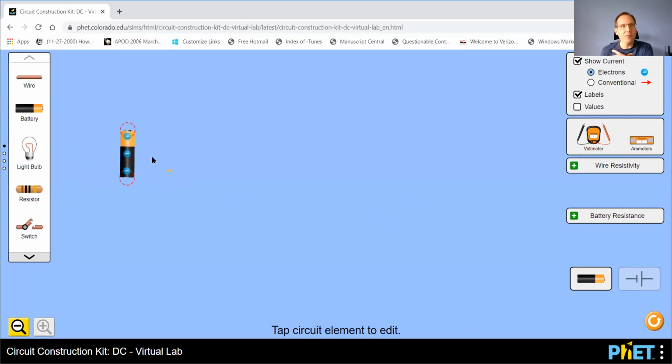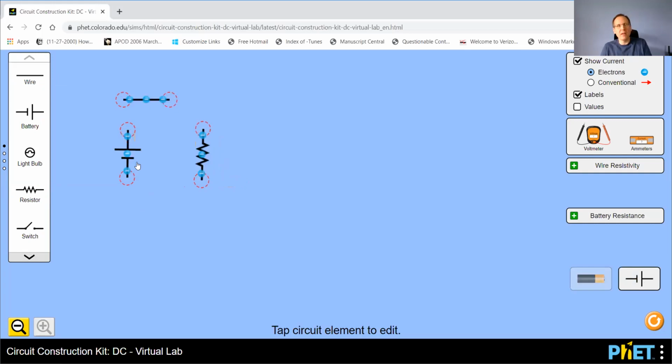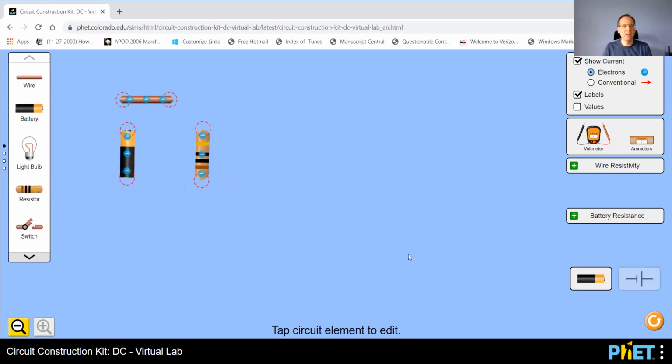By the way, you can represent all these things either in an idealized form like they are right now, like how they would look in real life, or if you want them in circuit diagram form, you can click on this right here, and it just gives you the actual diagram. So this would be, of course, a battery, right? Positive side, negative side. This would be a resistor, and that would be a wire. It's up to you. You can use either one. It's fine.